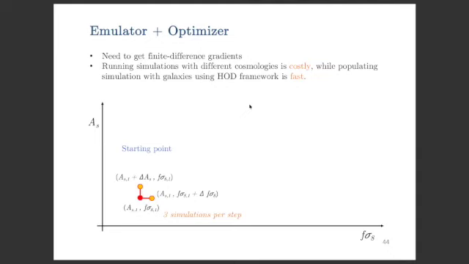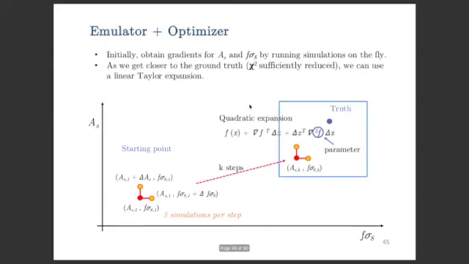The reason we run these 2 additional simulations is to get the numerical derivative with respect to the cosmological parameters. Here we have 2. And we also have to get the gradients of the 5 HOD parameters by running the emulator at this red dot, but these are pretty fast compared to running the full simulation. So after we get the gradient for all 7 parameters, we can move on to the next point.